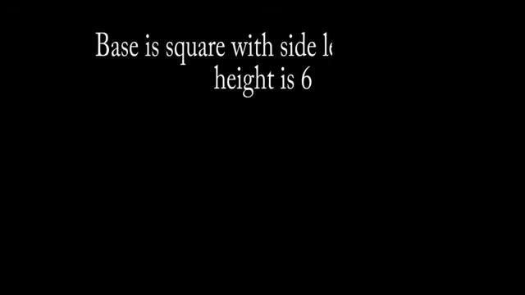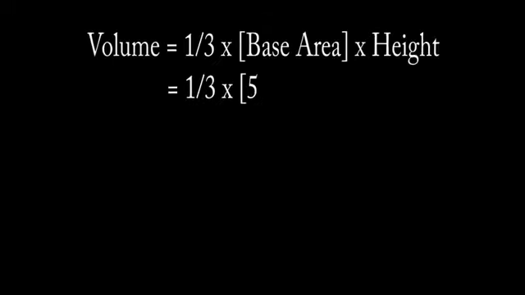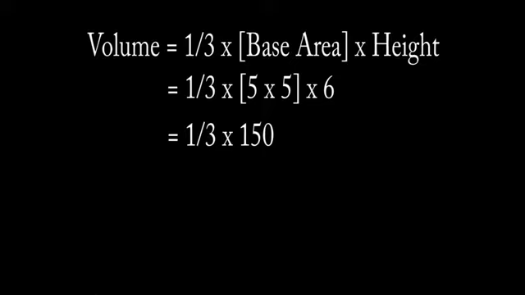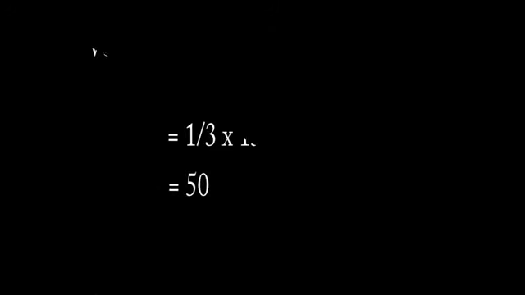To find the volume of a pyramid, the formula is 1/3 times base area times height. Example: base is a square with side length of 5 and height is 6. Let's substitute to the formula: 1/3 times 5 times 5 times 6 equals 1/3 times 150, and the answer is 50.